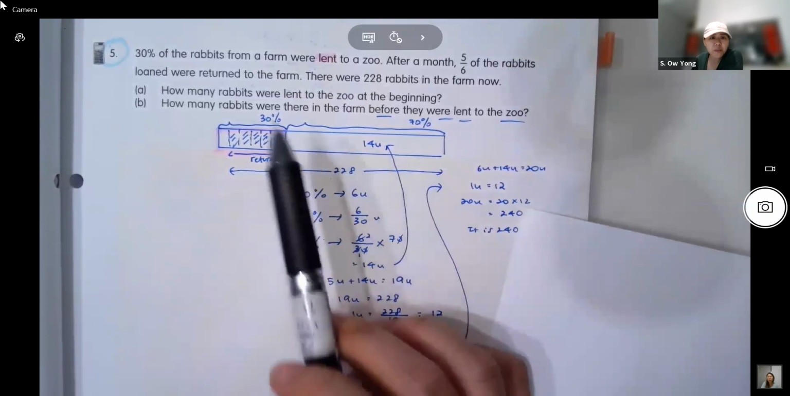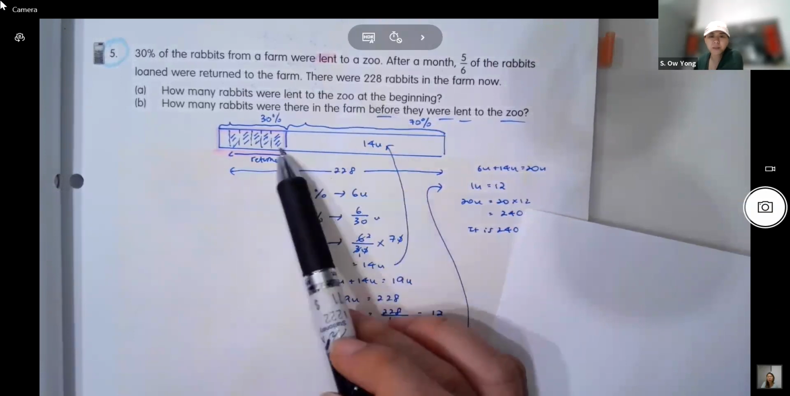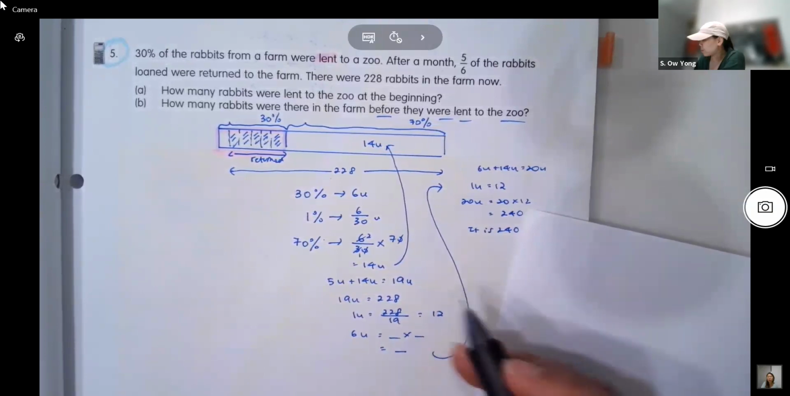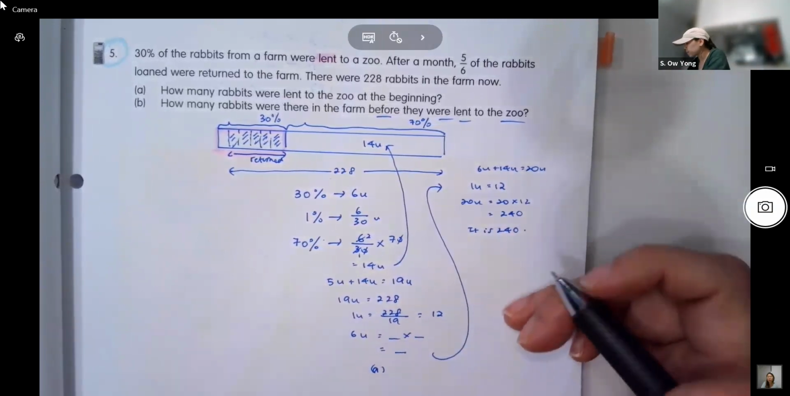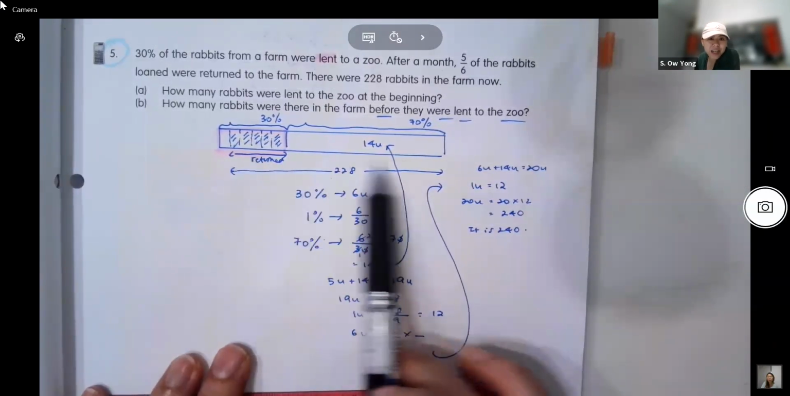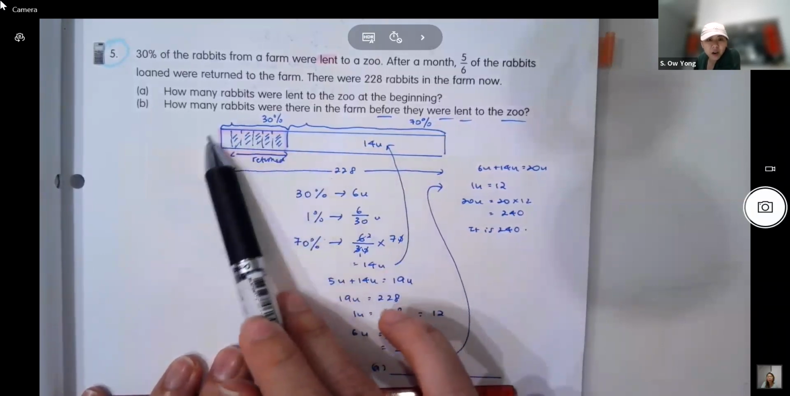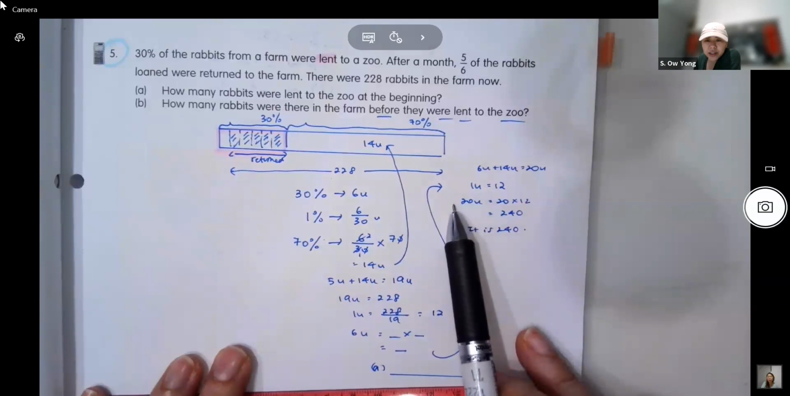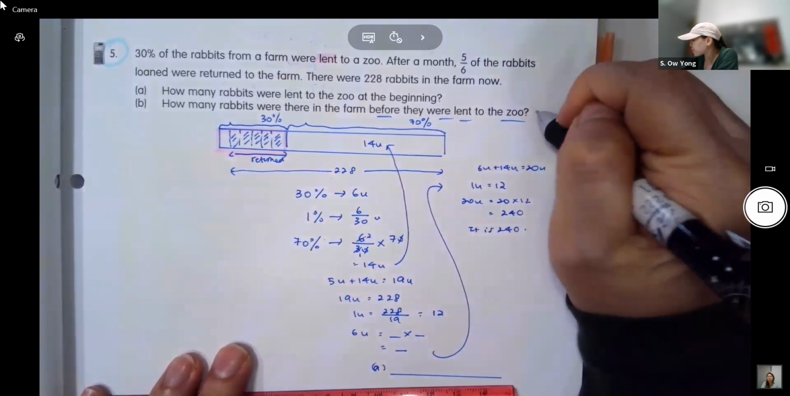Because they want to know how many rabbits were lent to the zoo in the beginning, you find 6 units by multiplying 6 times 12, which is 72. Then you will get the part A answer. Then you can write down the part A answer. After that, if they ask how many rabbits were there in the farm before they were lent to the zoo? Meaning, I have 6 units here and 14 units here. Altogether, I have 20. So 1 unit equals 12. 20 units will be 20 times 12, which is 240. And that is your part B answer.